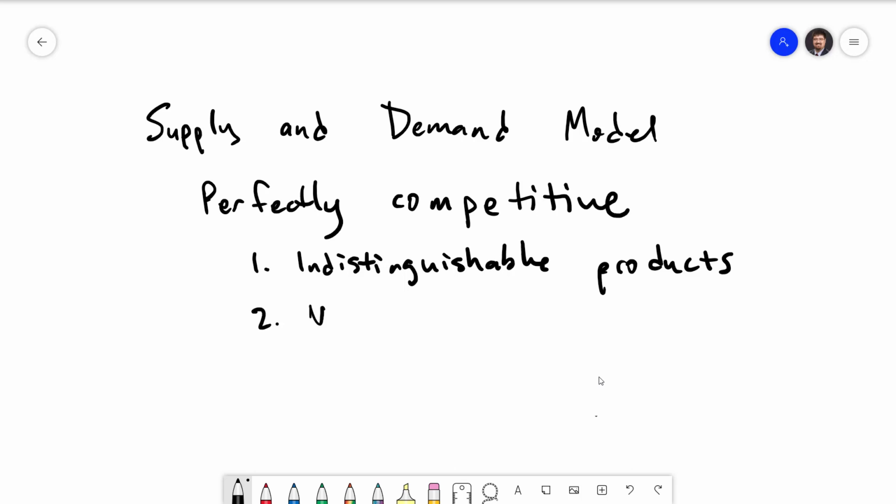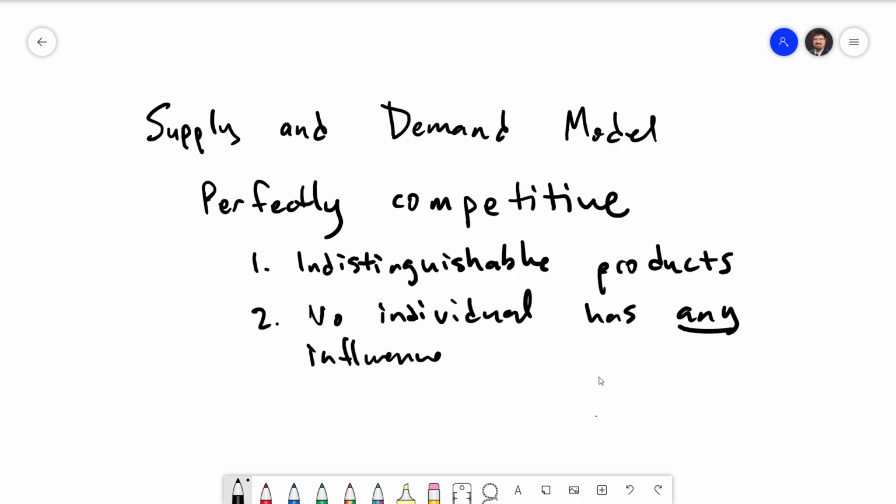Second, no individual has any influence over the price. If this is the case, we say that all individuals are price takers. Whatever the market price is, that's what they're stuck with.